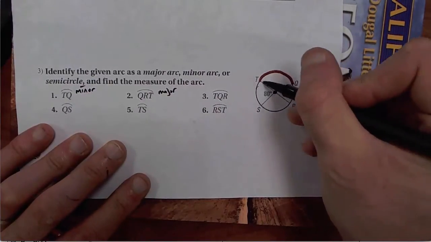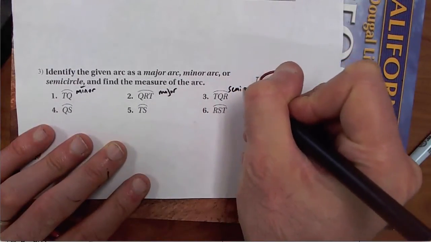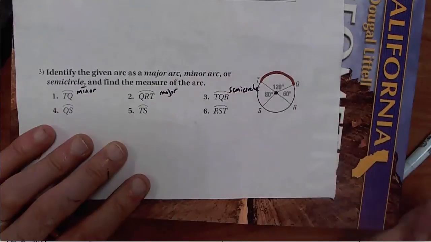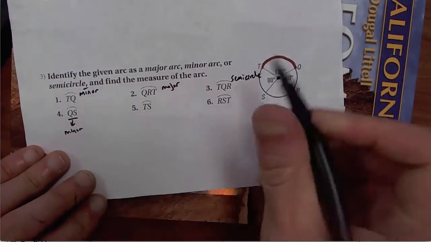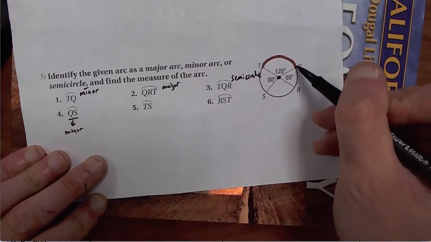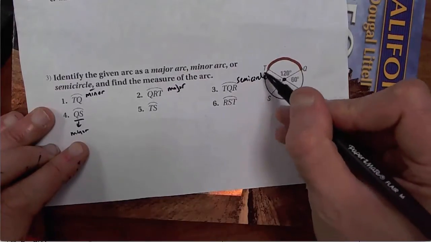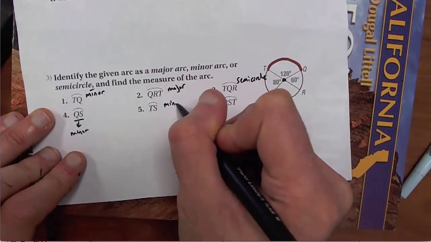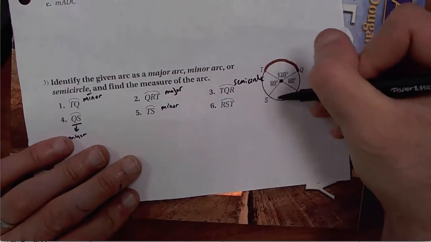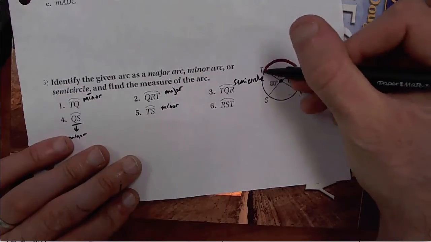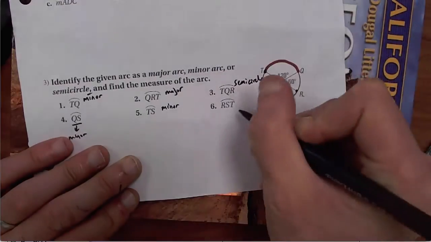TQR, notice TR is the diameter, so TQR must be a semicircle, right? This is the center. QS, again, when you see 2 letters, you can assume it's minor, right? QS would just be from here to here, not the bigger way, the smaller way around. 2 letters, minor arc. TS, also minor arc. And then RST, if I trace that, the endpoints are on the diameter here, right? Endpoints are on the diameter, so this is also a semicircle.